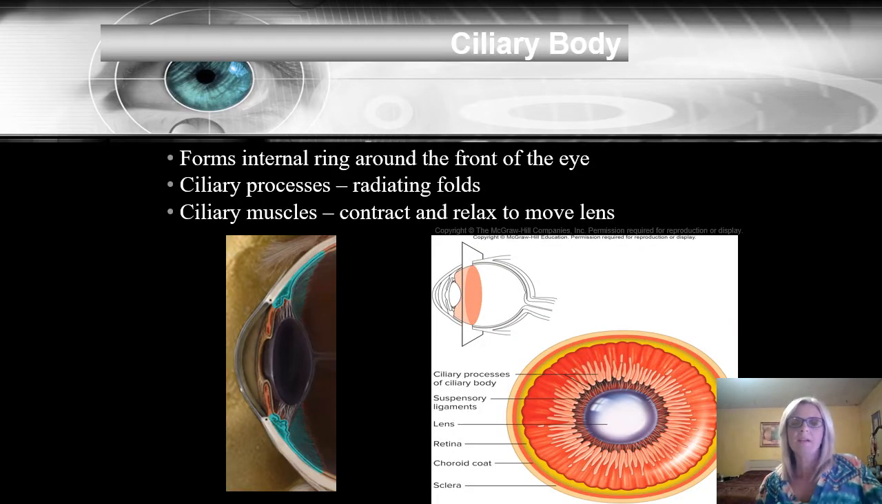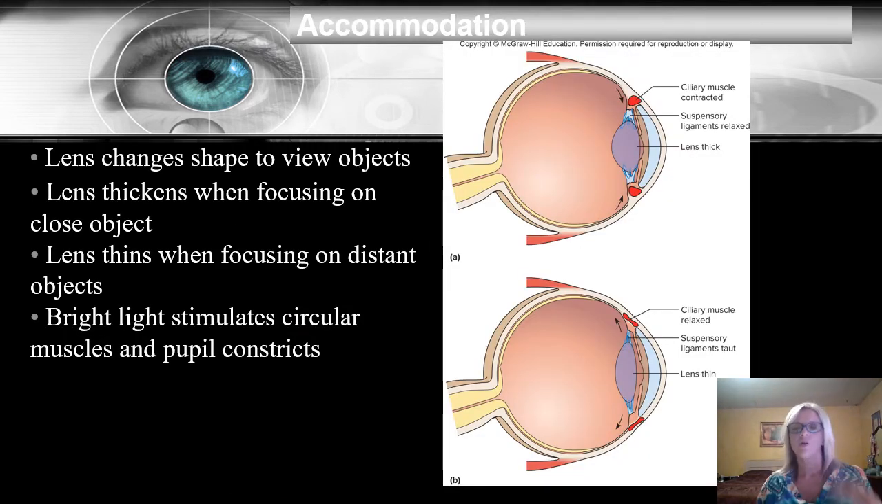All right, so the ciliary body we've looked at, and this is a good close-up picture here. This forms an internal ring around the front of the eye. And of course, you've got these radiating folds here. It's just folded like this. All right, that's what radiating folds means. Those are the ciliary processes. And then the ciliary muscles contract and relax in order to move the lens to change focus. So accommodation is this changing in shape to view objects that are either near or far.